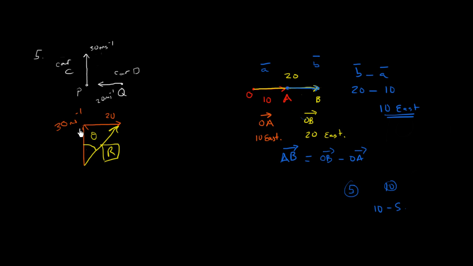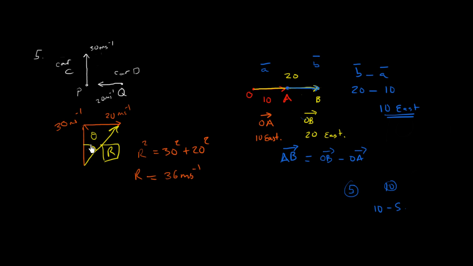So let's see, what are the magnitudes here? This one is 30 and this one was 20 meters per second. So the resultant squared is going to be equal to 30 squared plus 20 squared, which, if we take the square root of r, comes out as 36 meters per second for the resultant. So that's the relative velocity of C with respect to car D.